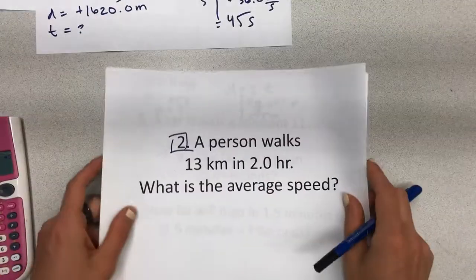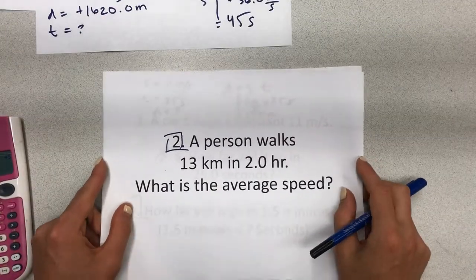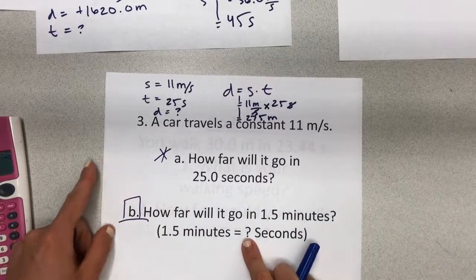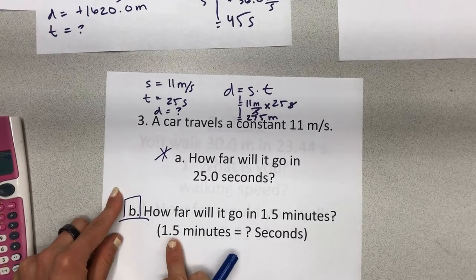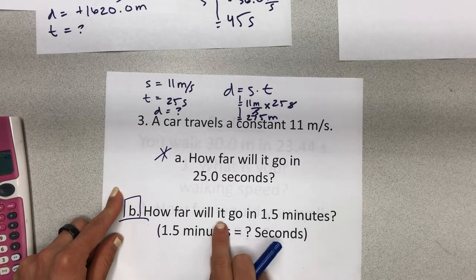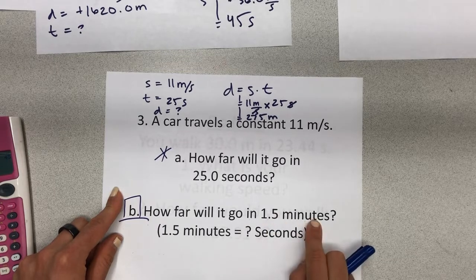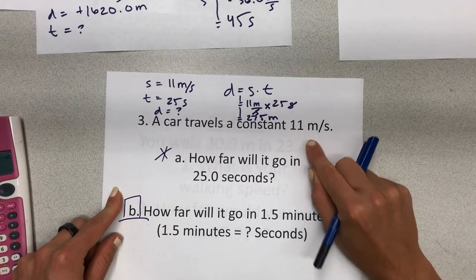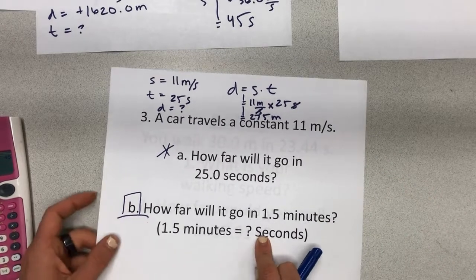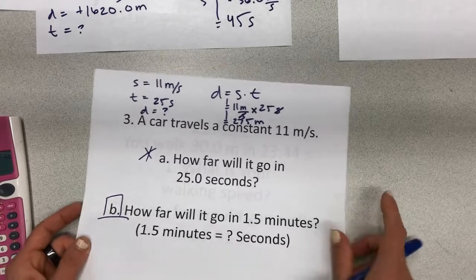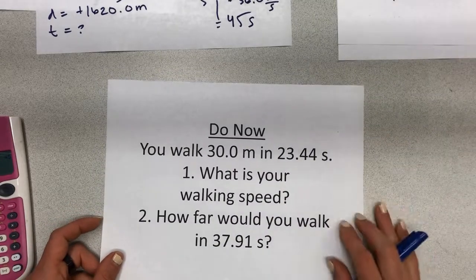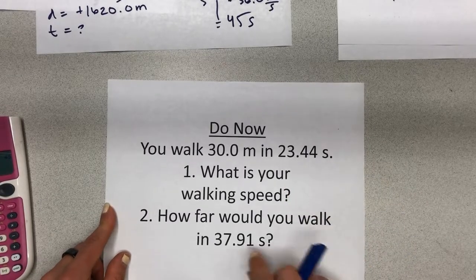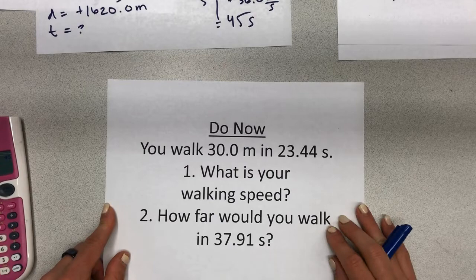So what you are going to do is answer this question. You are going to answer part B of this question. Keep in mind, I'm asking you how far will it go in 1.5 minutes, but up here I'm giving you my speed in meters per second. So keep that in mind. How many minutes are in a second? Or in 1.5 minutes, how many seconds are there? And then lastly, you're going to answer this question. What is your walking speed? How would you walk in this much time given this information? All right, and good luck.